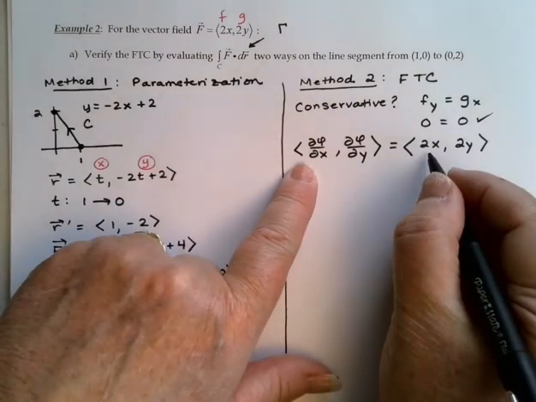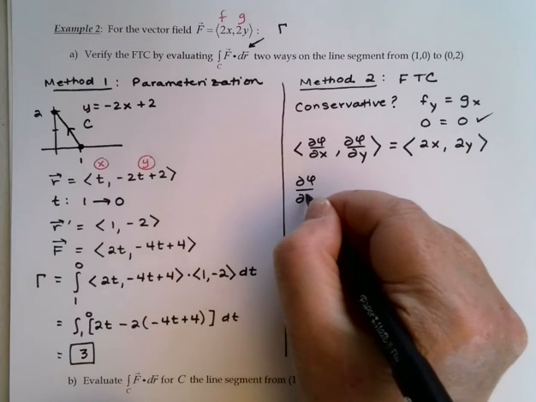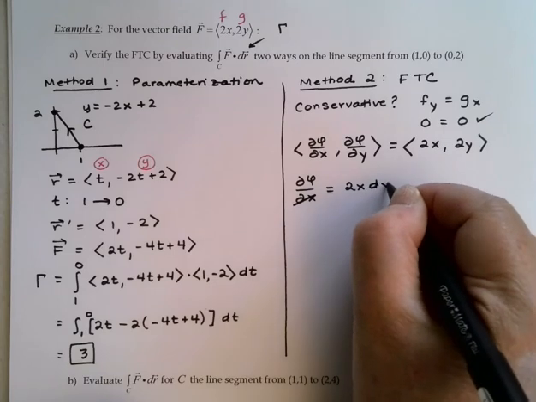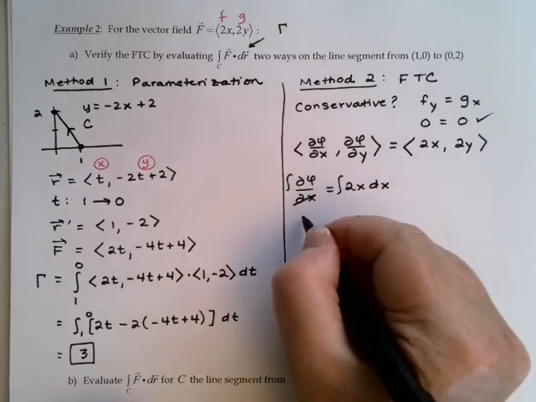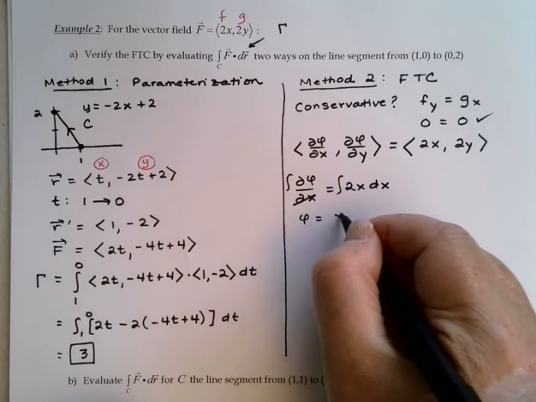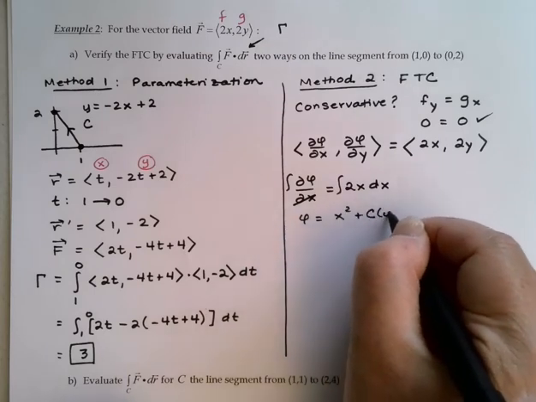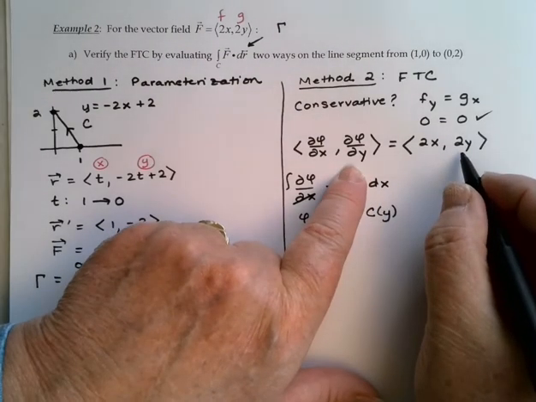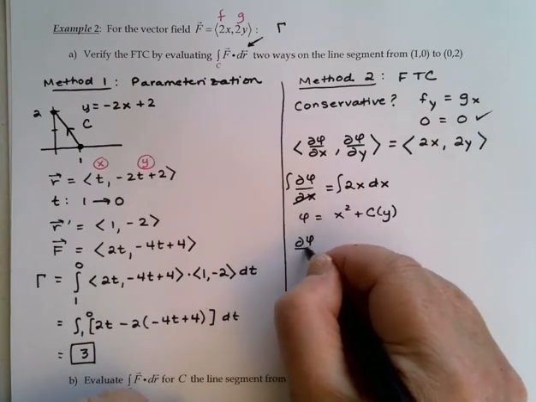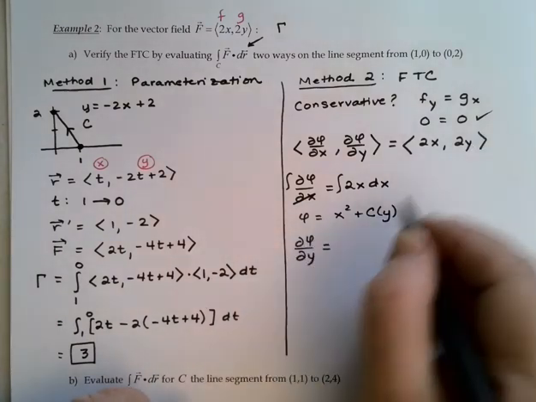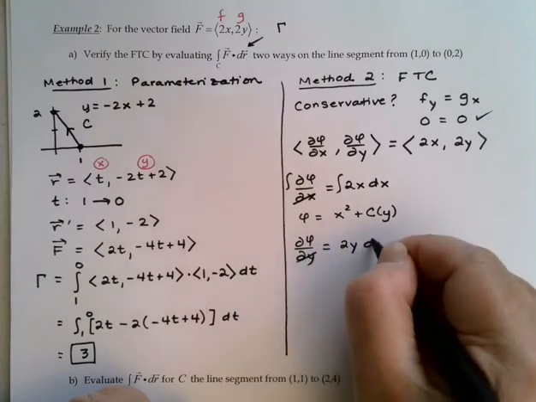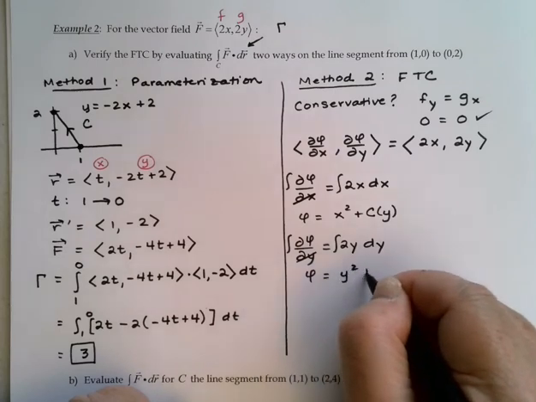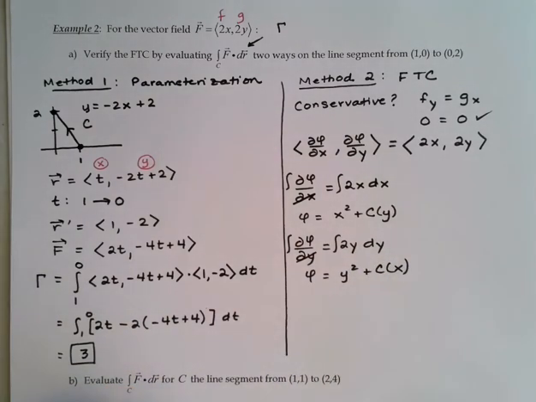And if I look at my first component, partial of phi with respect to x equals 2x. Bring the dx over and integrate. And phi is going to be x squared plus a constant that could depend on y. Same idea with the second component. Partial phi partial y is equal to 2y. I'll bring the dy over and integrate. And phi would be y squared plus a constant that could depend on x.